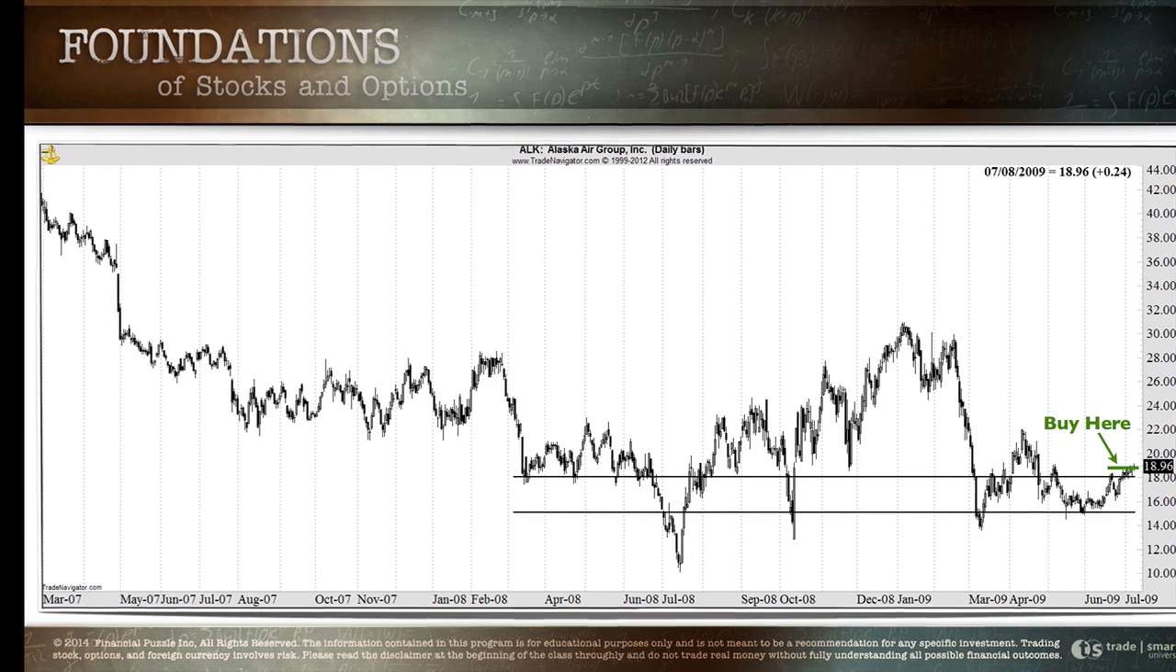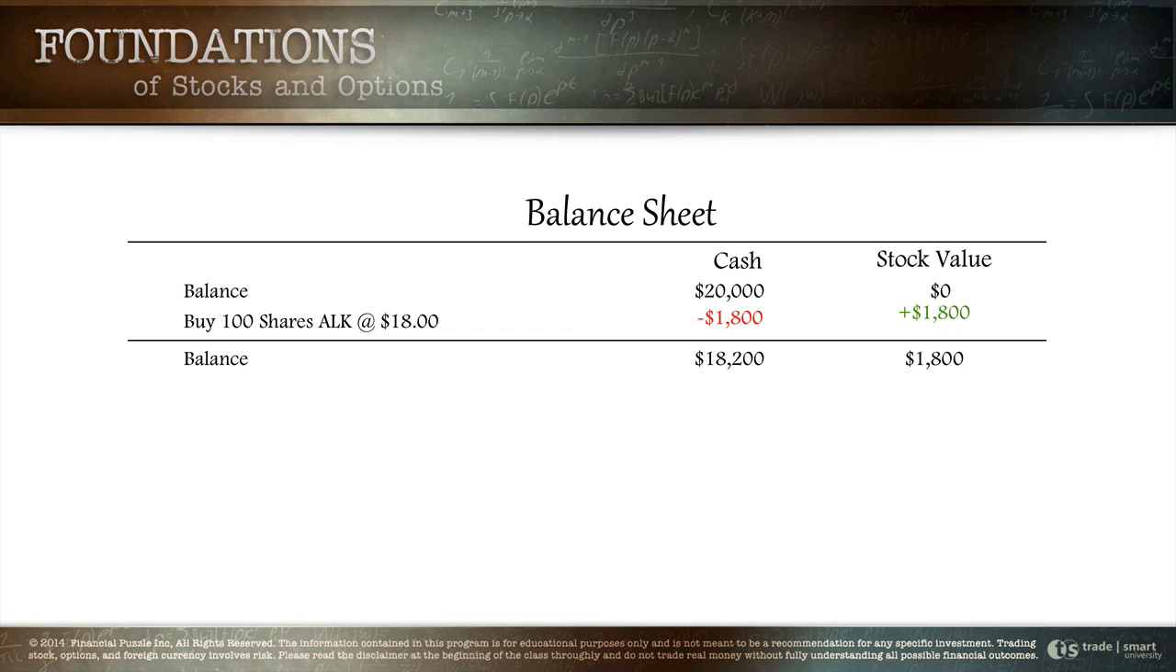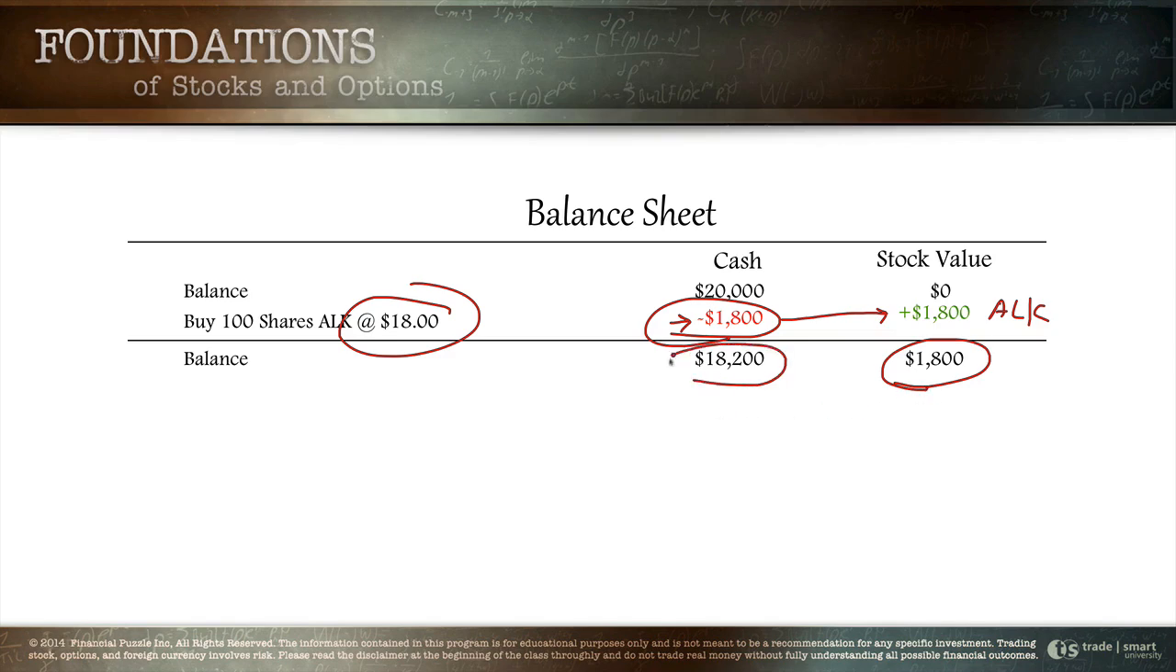Now, let's go buy ourselves 100 shares, and let's watch what happens on the balance sheet. Let's say we started our account with $20,000, and if we go out and buy 100 shares of Alaska Airlines at $18 a share, that's going to take $1,800 cash from our account, but that cash is not wasted. It just shifts over. Whenever you buy your shares, the stock value, or the equity value, will become $1,800 because you have $1,800 worth of Alaska Airlines. Your cash amount has diminished by $1,800 down to $18,200.